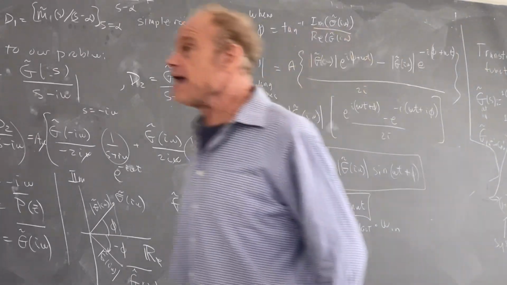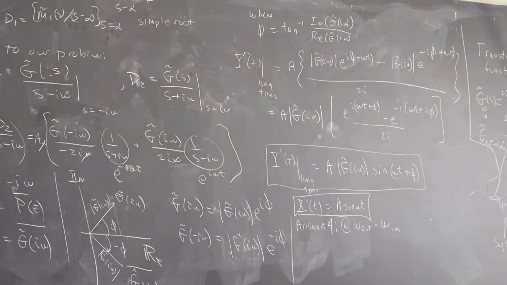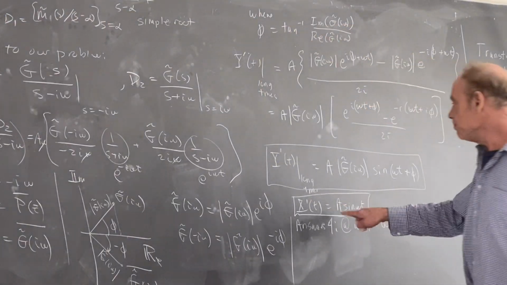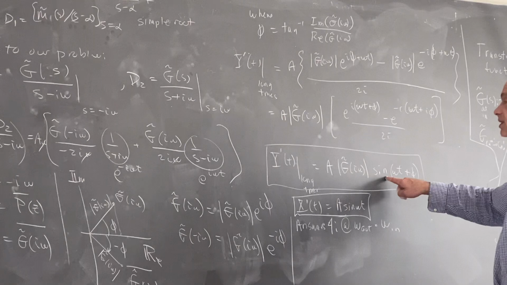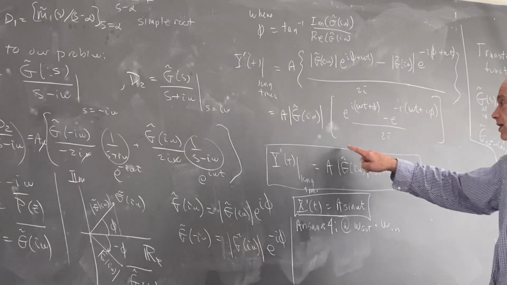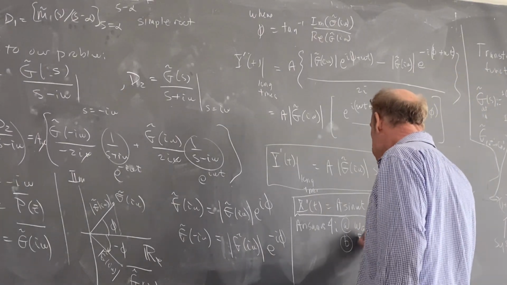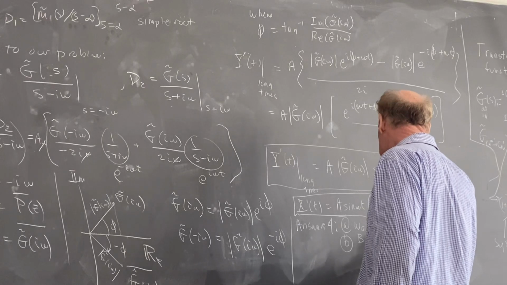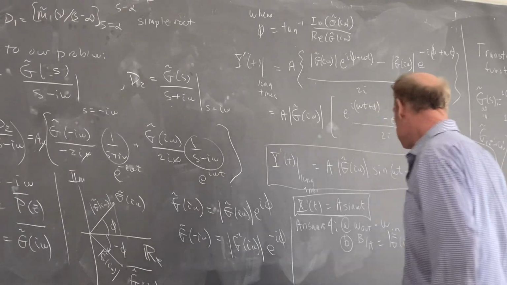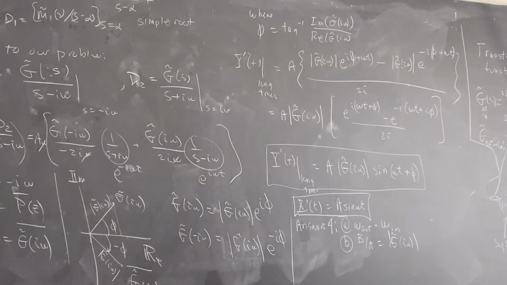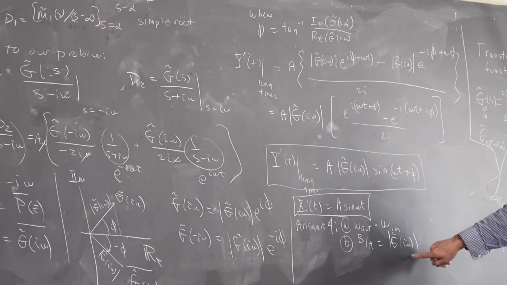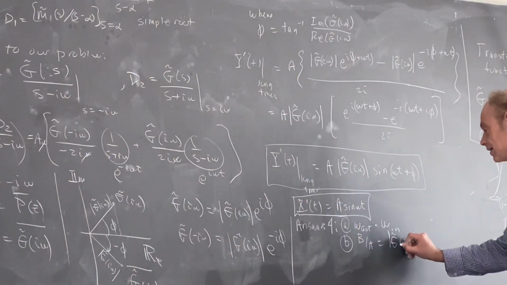The second thing I asked about was the amplitude ratio. Well, the amplitude of the input was A. The amplitude of the output is what's multiplying the sine function, which is A times g tilde of i omega. So B over A is just the magnitude of g tilde of i omega. I don't have to invert the Laplace transform. As long as I know what g tilde is, I evaluate it at i omega and take the magnitude.